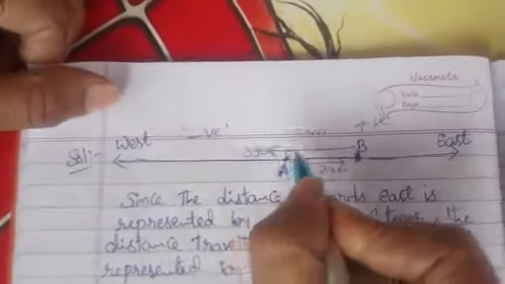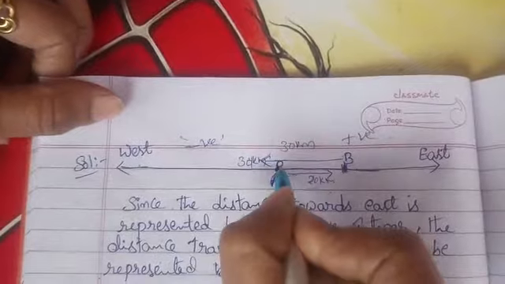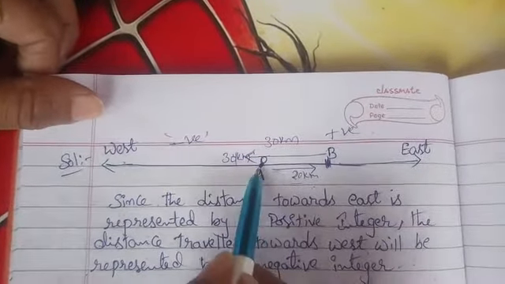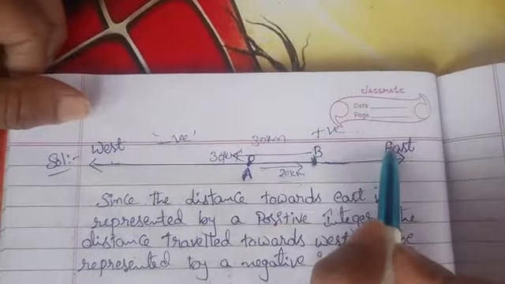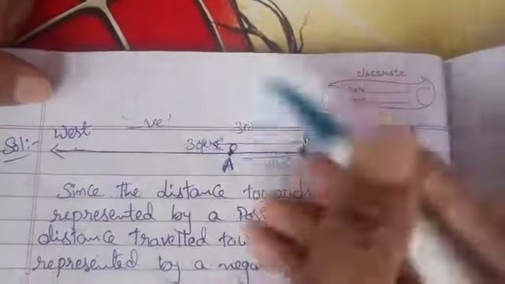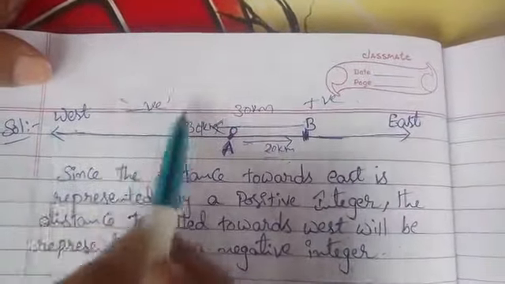Consider that number line. Here we can consider A as 0, and the right side of that 0 is positive, meaning moving towards east is the positive direction, so we can consider positive numbers. Moving towards west we can consider as negative.